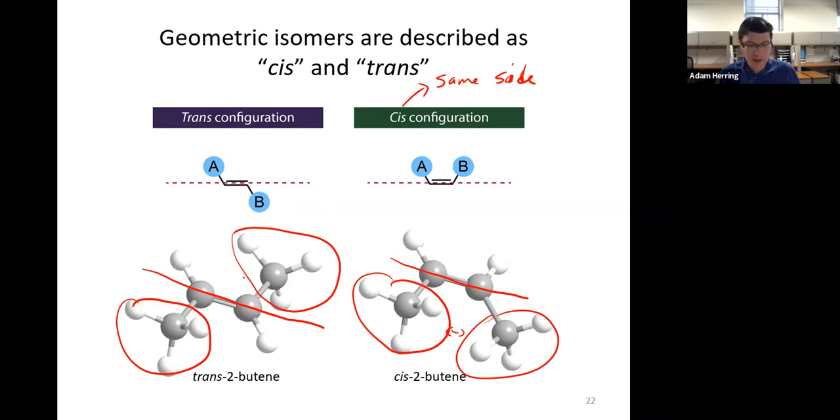So why does this happen? Well, we need to remember that the carbon-carbon double bond has the pi bonds with orbital overlap occurring on both sides of the bond, or both sides of the atoms. That makes it so it's difficult for that bond to rotate. And because it doesn't rotate easily, these molecules are stuck in their configurations. Trans 2-butene is stuck as trans 2-butene. Cis 2-butene is stuck as cis 2-butene. And they aren't able to convert between the two of them.